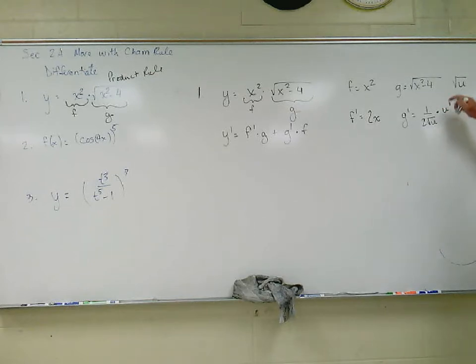So real quick, I can see that this is my u right here, so my u prime is 2x. Okay, so when I put the derivative here, g prime is going to be 1 over 2 square root of x squared minus 4 times u prime, which is 2x, because that's the derivative of the inside. These two should have canceled. Okay, and then now you plug everything in.